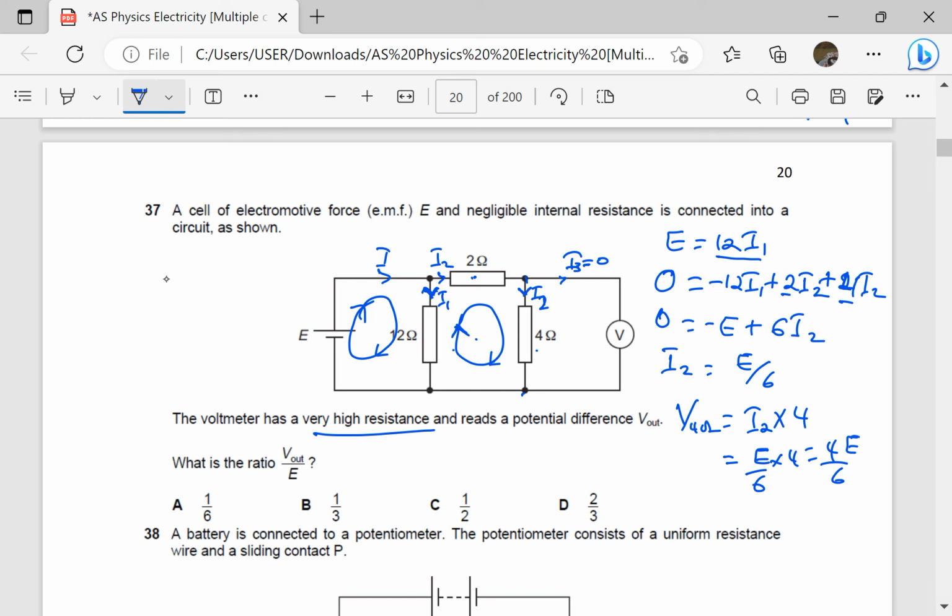Now I want the ratio. So the ratio is going to be equal to V out, which is 4E over 6, divided by E, which is the same as times 1 over E. And this gives us 2 divided by 3 because E cancels. And then that is 2 over 3, which makes the answer to be D.